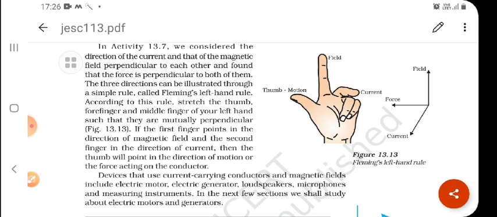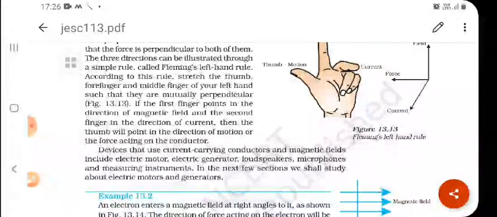Okay, if we know the direction of the magnetic field, we take it on the first finger, and with the middle finger we point out the current direction, and then the thumb will give us the direction of the motion or the force on this current carrying conductor. So it is an important rule, Fleming's left hand rule. Devices that use current carrying conductors and magnetic fields include electric motor, electric generator, loudspeakers, microphones and measuring instruments. All these instruments work on this principle.